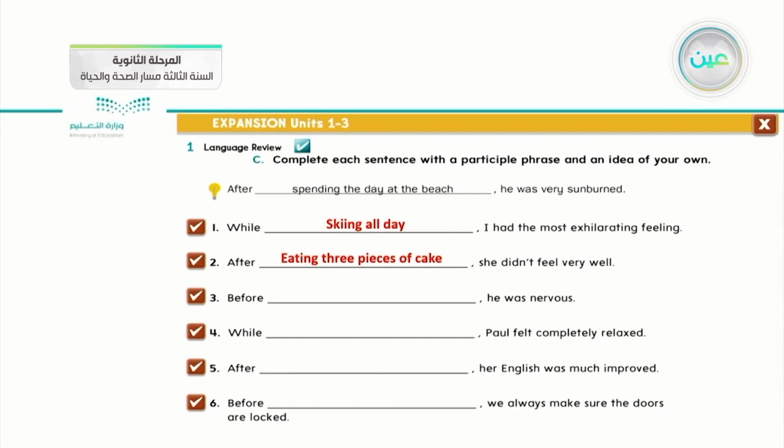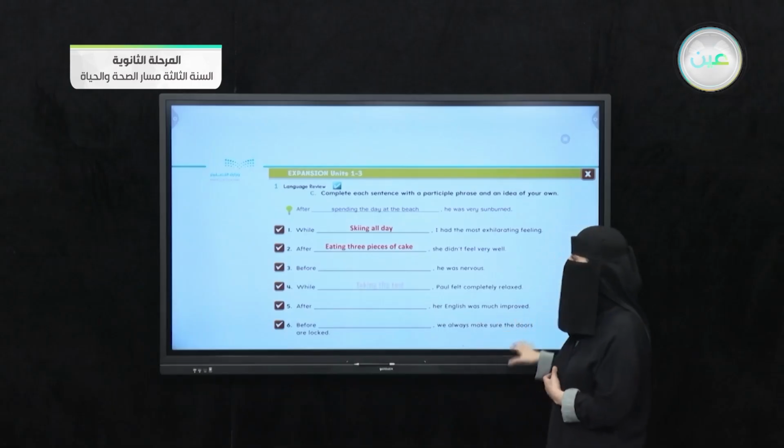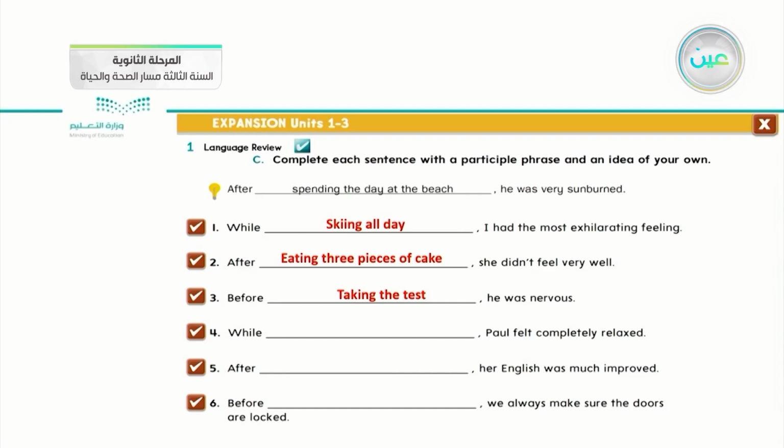Okay, number 3, before space, he was nervous. What do you think is suitable for that sentence? So before taking the test, what happened with him? He was nervous. Before taking the test, he was nervous.